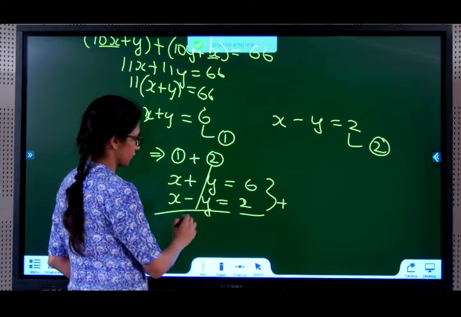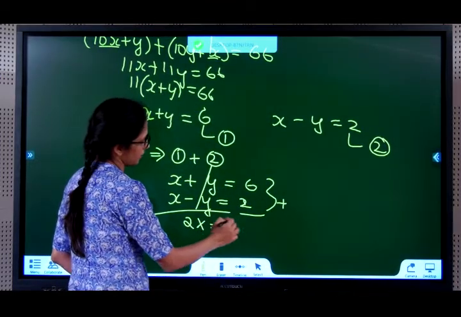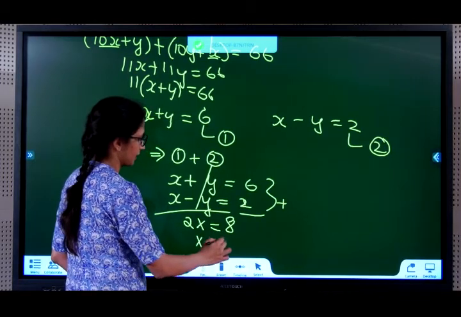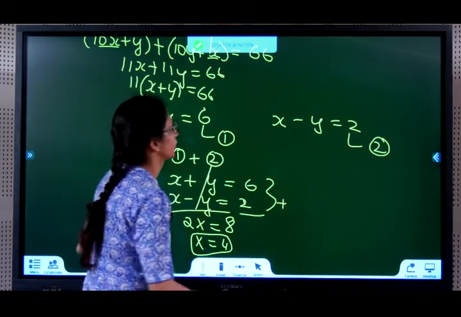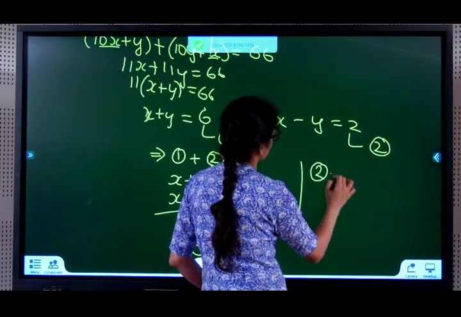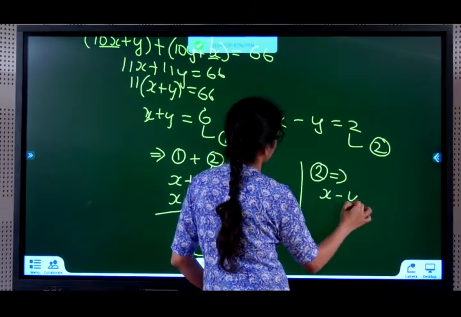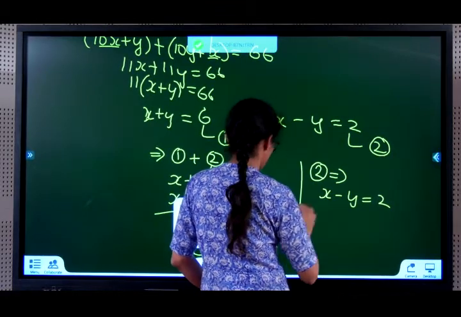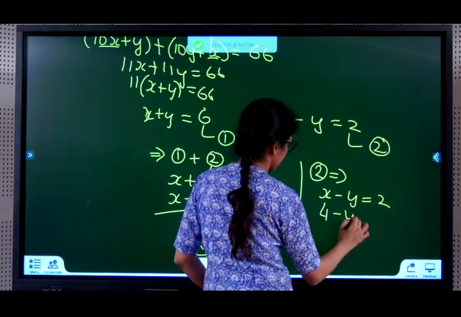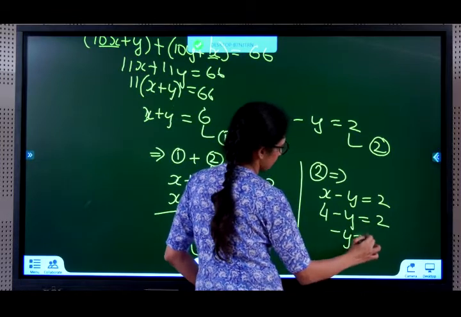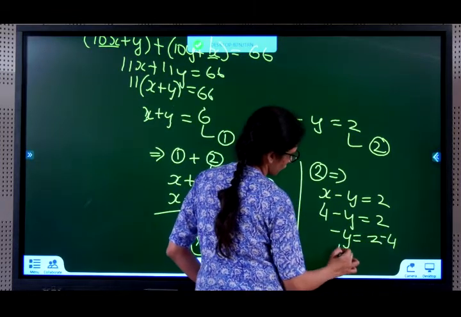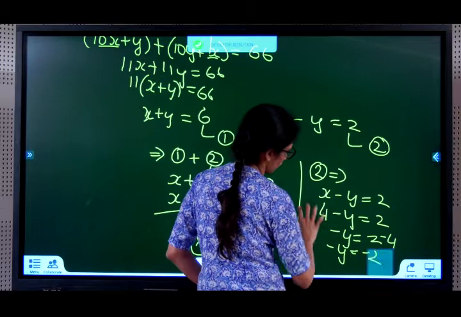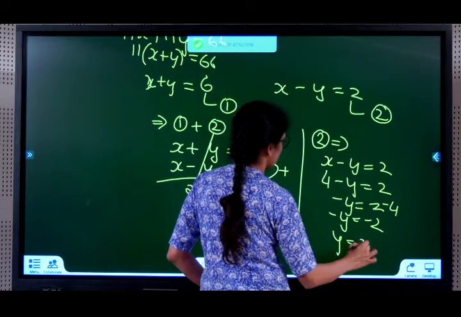8. 2x is equal to 8, x is equal to 4. Equation 2, x minus y is equal to 2. x is nothing but 4. So 4 minus y is equal to 2. Minus y is equal to 2 minus 4. Minus y is equal to minus 2. y is equal to 2.